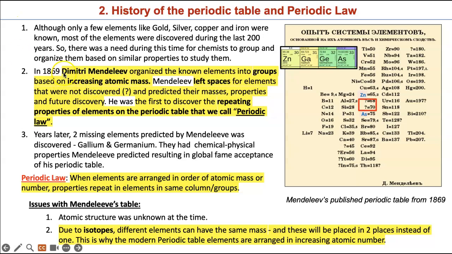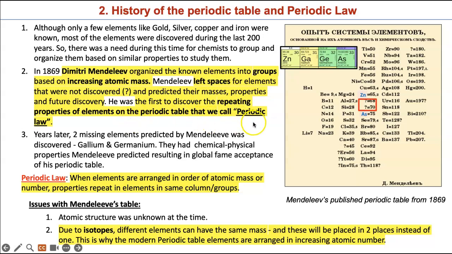So in 1869, the Russian chemist Dmitry Mendeleev organized the known elements into groups based on increasing atomic mass. Now, before him, there were others who made periodic tables, but theirs weren't as good as Mendeleev's, because Mendeleev was able to leave spaces for elements he hadn't discovered, like over here. He noticed that when he arranged them based on their increasing atomic mass, he found repeating properties of elements in a way he could predict what their mass, chemical properties, and other things were.